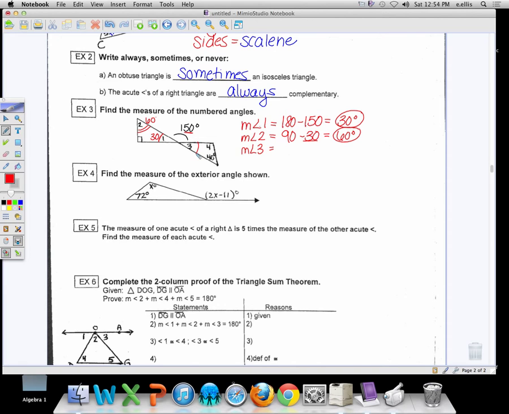All right, let's go and move on to the measure of angle 3. Well, angle 3 and angle 1 in our lovely little bow tie picture, those are vertical angles, which we know are congruent. So angle 3 will also be 30 degrees. Again, that's because of our vertical angle theorem.